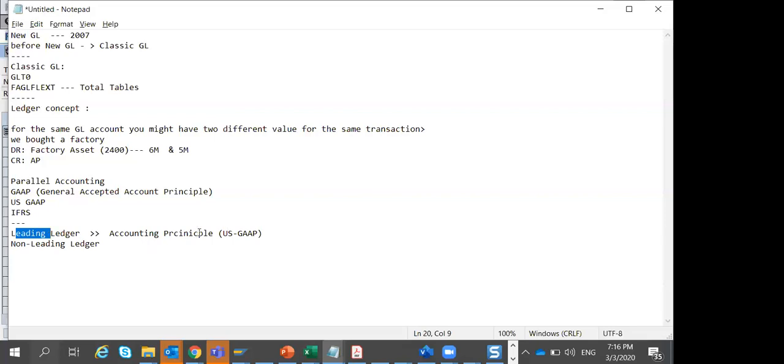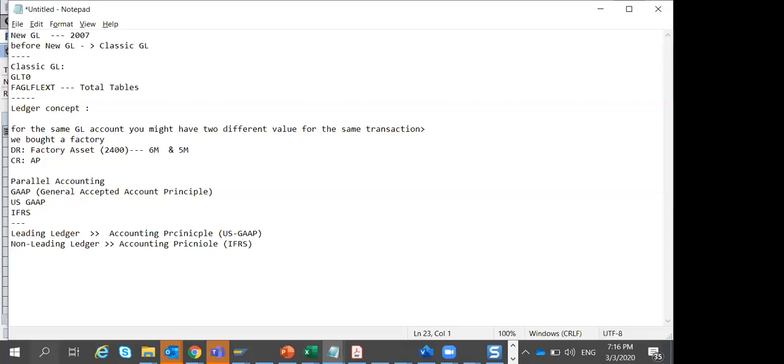So in SAP, we created something called an accounting principle, and we gave it a definition and a description as US GAAP, and we assigned the leading ledger to the accounting principle, which is US GAAP. And we created something called a non-leading ledger. That means whatever other accounting rules you want to adopt in your country that are not the main one. That's why we call it a non-leading ledger. And this one we assigned to an accounting principle too, but this one is different. This one is IFRS.